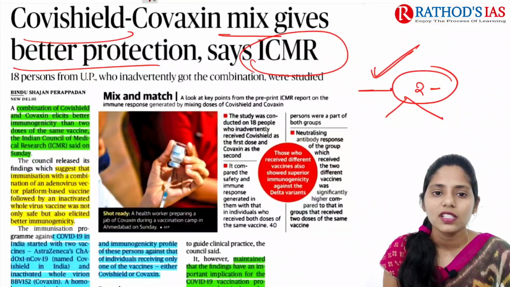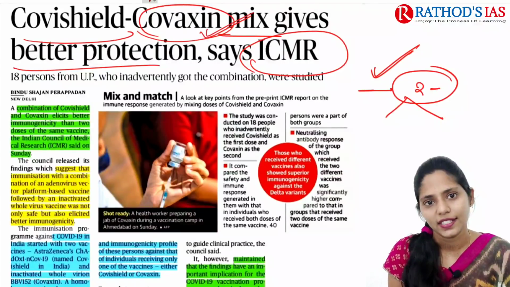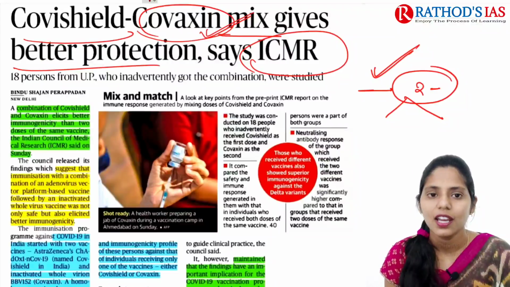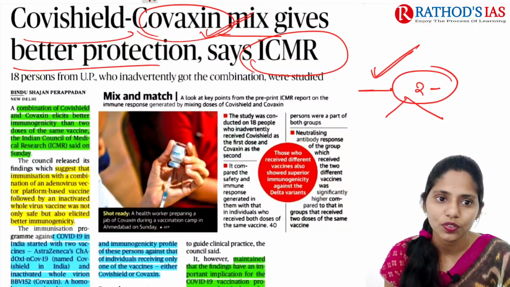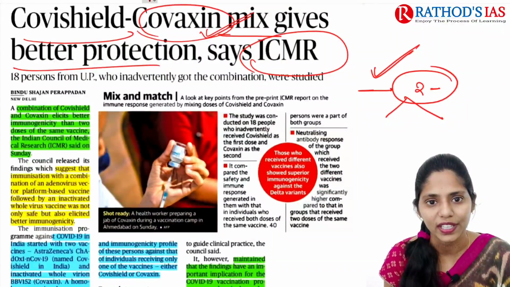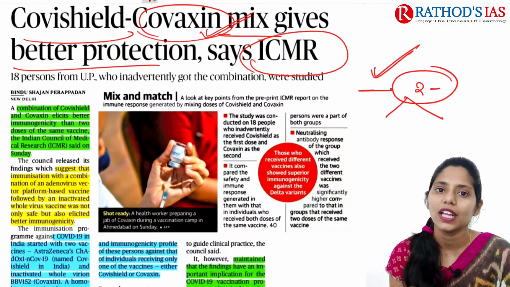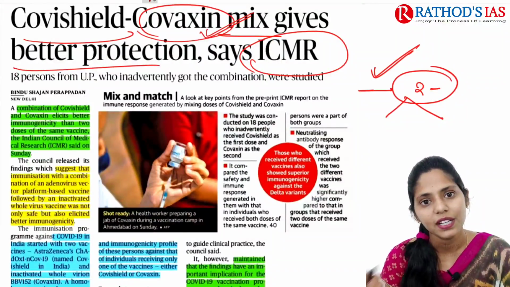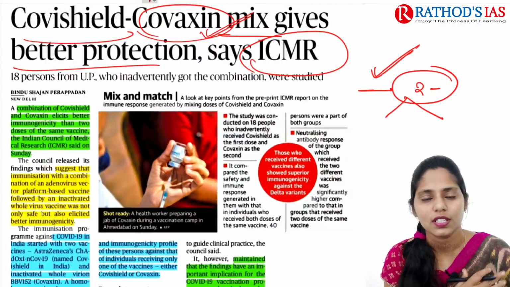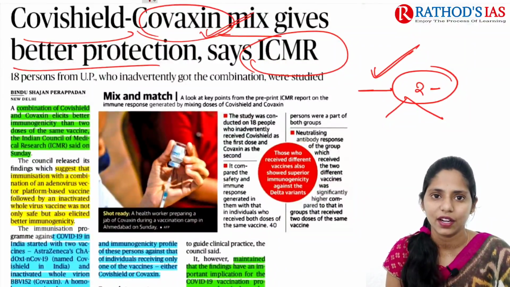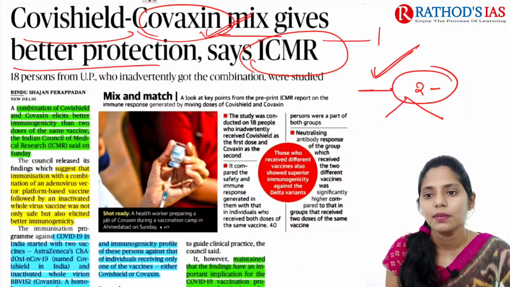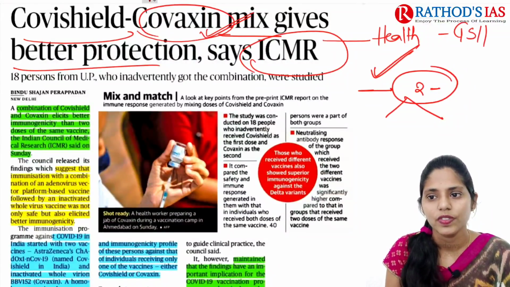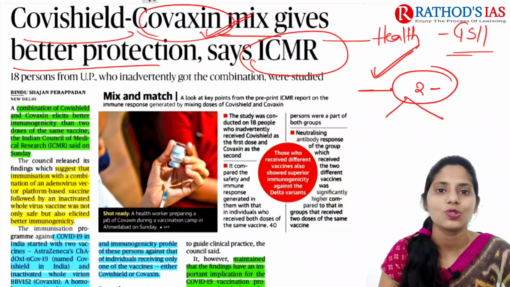This Covaxin is an indigenously designed and developed vaccine. This study mainly says that, rather than taking 2 doses of Covishield or 2 doses of Covaxin, when we take a cocktail of Covishield and Covaxin, it gives better protection than individual doses. So this is a brief background. This article will be important regarding health, which comes under GS paper 2. So now let us try to understand this topic.